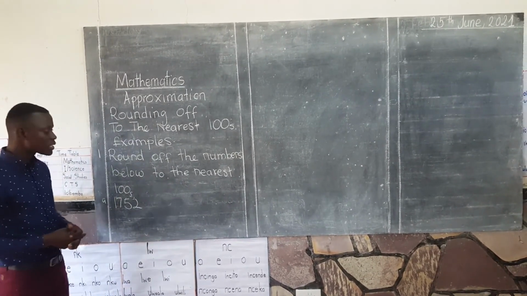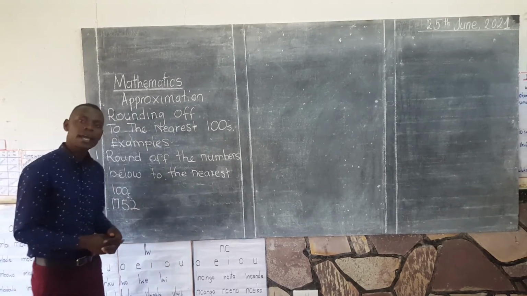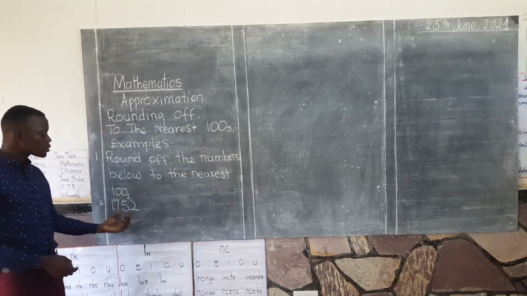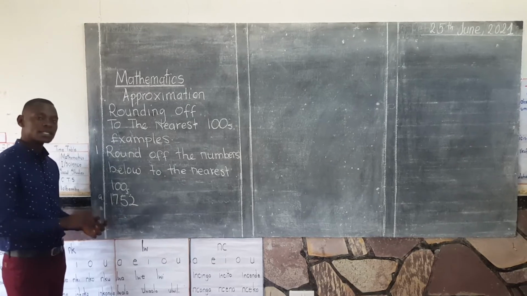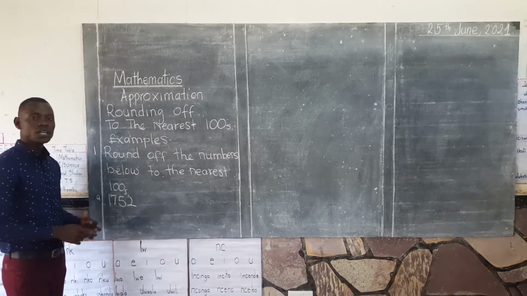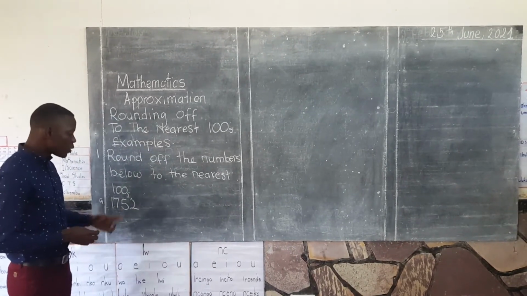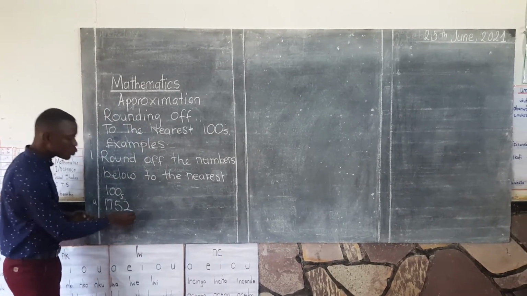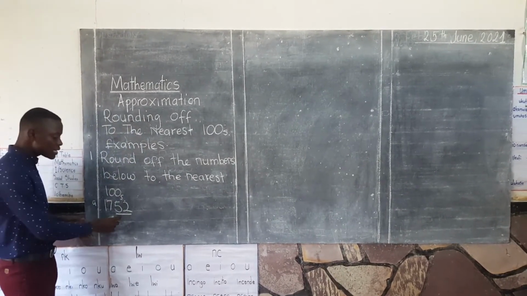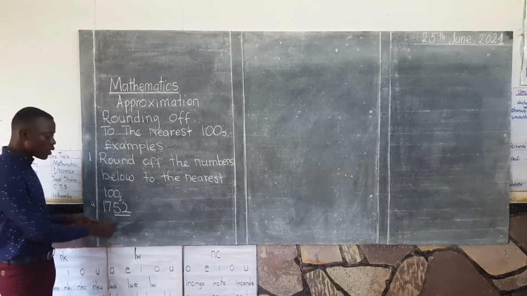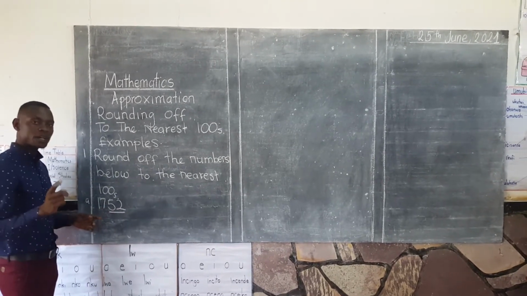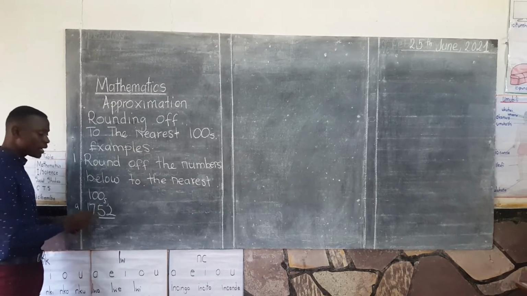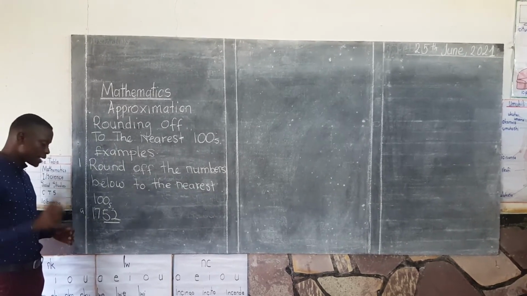Based on the principles I earlier mentioned, for us to round off 1,752 to the nearest hundreds, we apply the first principle and focus on the last two digits. The last two digits are 2 under the place value of 1s, then 5 under the place value of 10s.